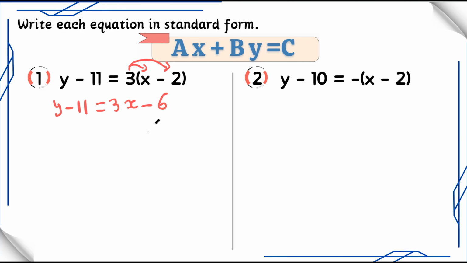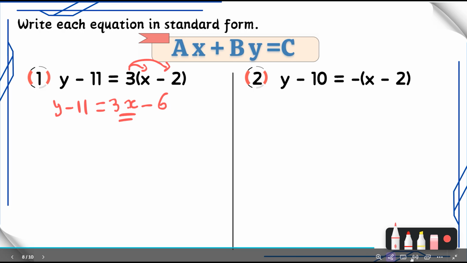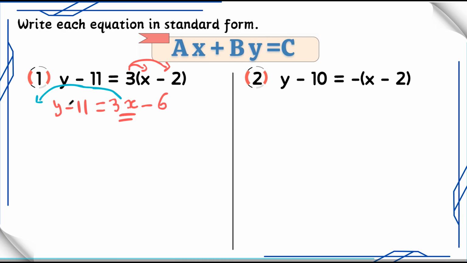The second step here, we should make x and y on the left side. I need to move this x from the right side to the left side. How? Remember this in equations: if you move any term from one side to the other, you change the sign. 3x here is positive. If you move it to the left side, it will be negative 3x. What about this y? Is this y positive or negative? Positive y.